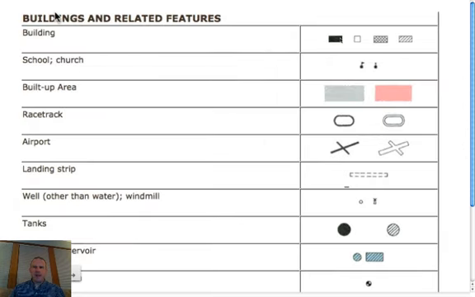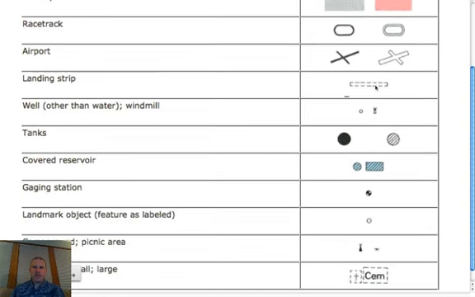Buildings are going to be square shaped depending on what's inside of them. A school will have a flag on the top. A church will have a cross. Built up areas, racetracks. So when we look at Saratoga or Milton, we could see the airport, a landing strip. So that might be in Galway out by Bob's Trees. Wells, tanks, covered containers, and a variety of other things that we can see.